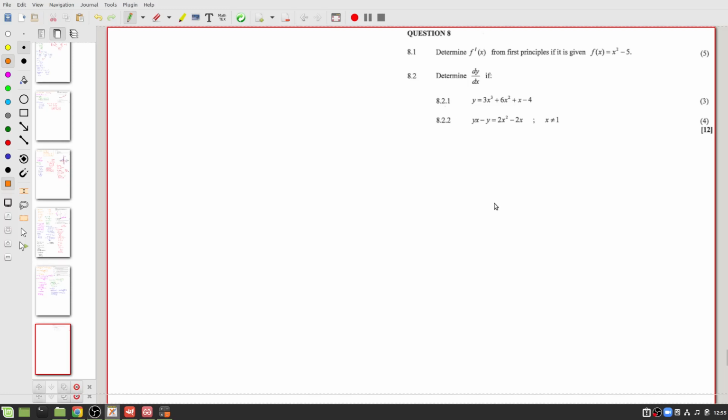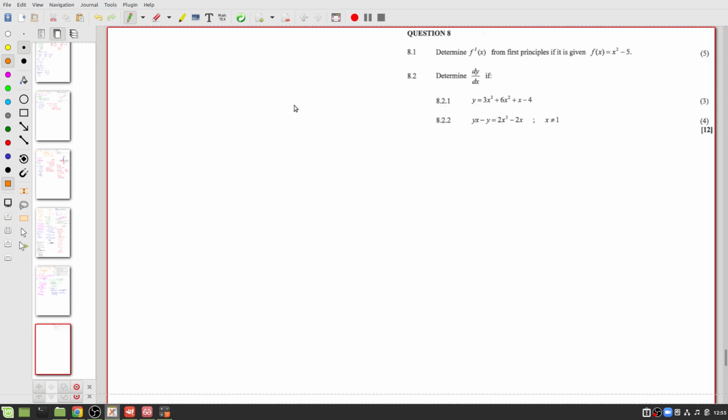Alright, we are on question 8 of the November 2018 South African Syllabus CAPS exam for Matric Mathematics paper 1. Question 8 is differentiation, right? Everything looks like differentiation. Let's see what we have here. So 8.1, determine f prime of x from first principles if we get given what f of x is.